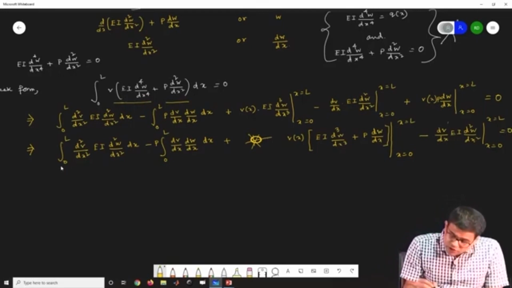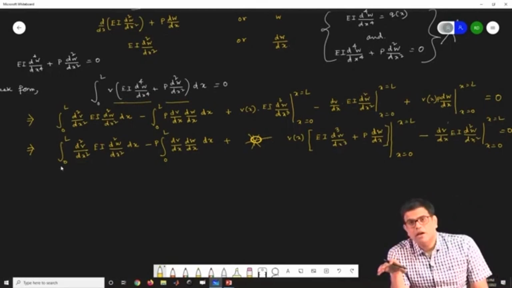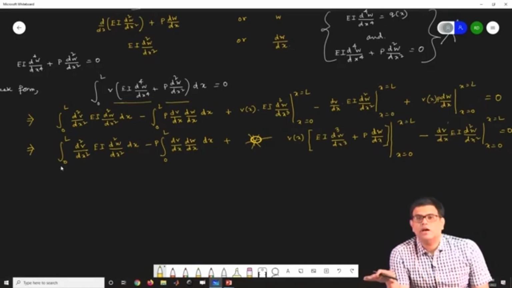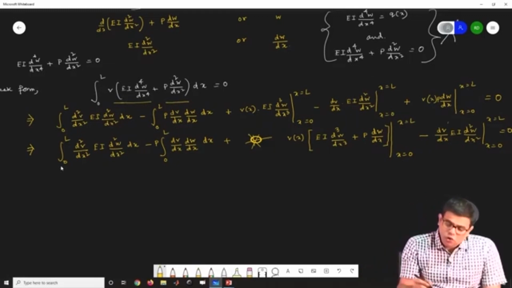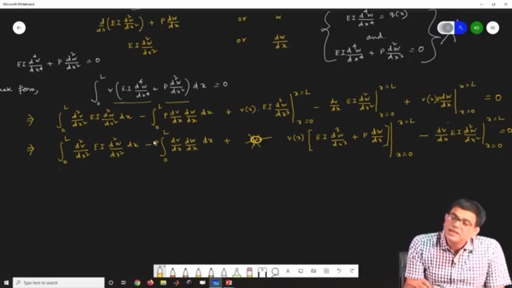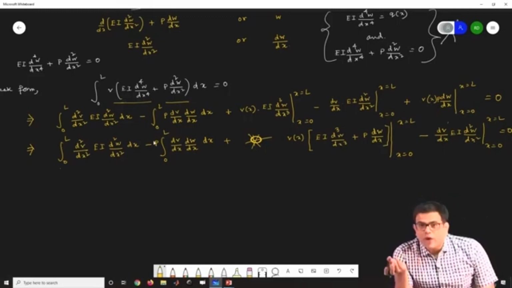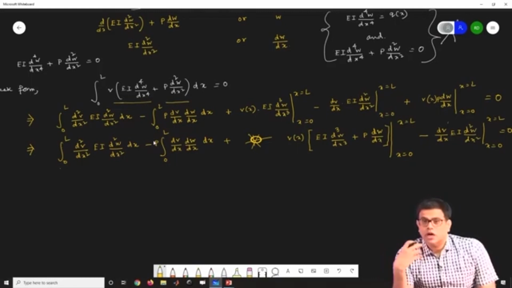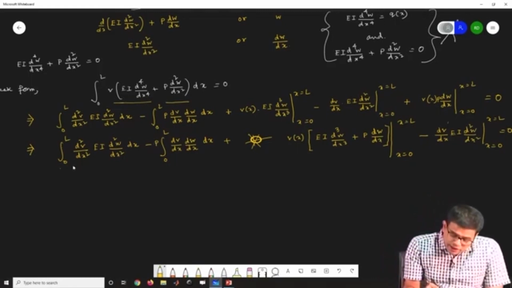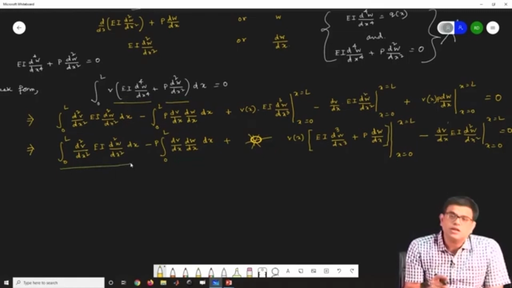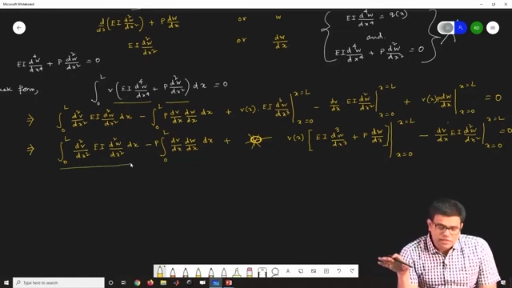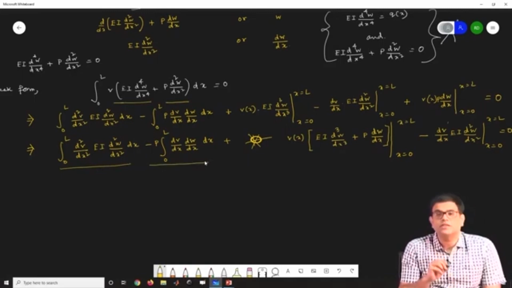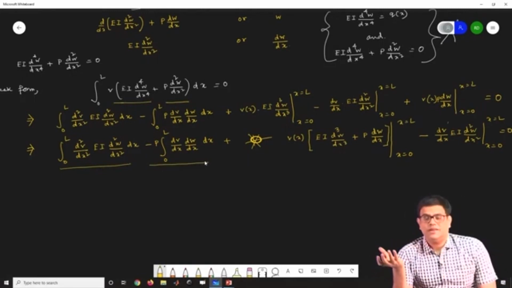In case of a beam, if you simply put P equals 0, then this is the beam weak form. Now when P is non-zero, and we need to find P to compute the critical buckling load or the Euler buckling load, then this term will generate our standard beam stiffness matrix, and this term will generate my stability matrix, or the geometric stiffness matrix.